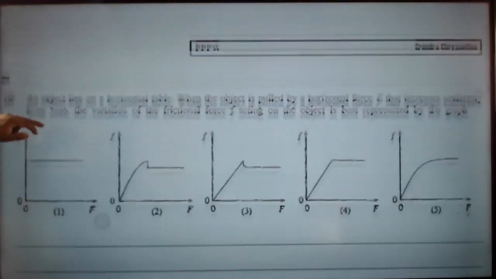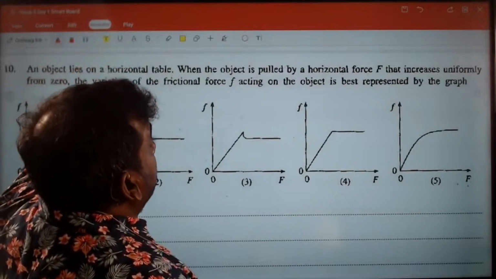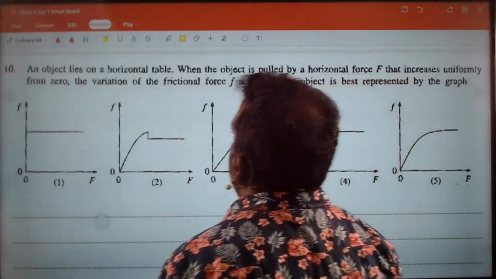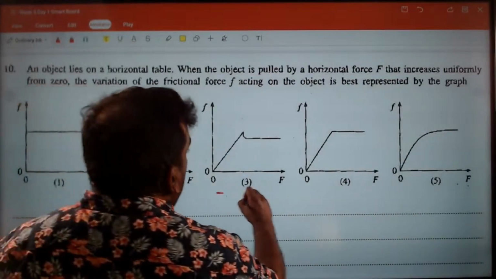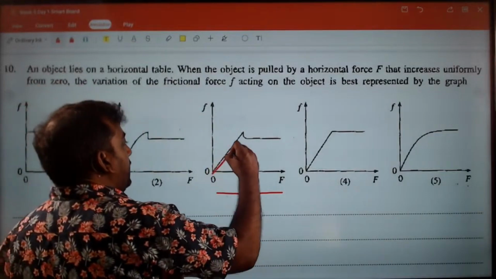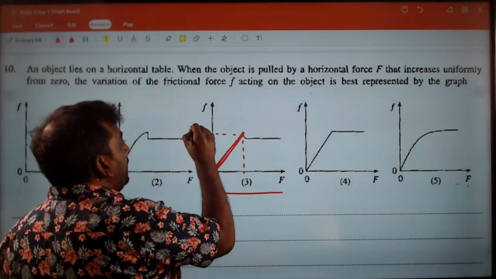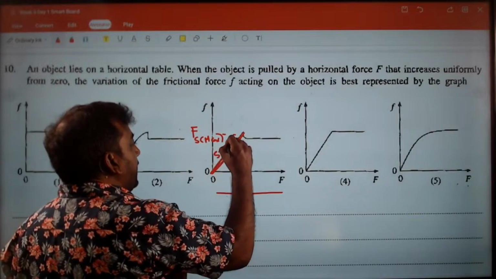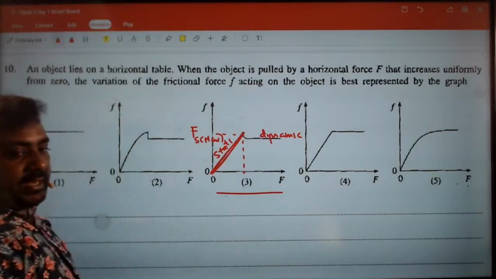Moving on. An object lies on a horizontal surface. When the object is pulled horizontally, the horizontal force increases uniformly. The variation of friction force, famous graph. All of you know the correct answer is answer number 3. Linear variation. At this point it reaches limiting friction, Fs max. This part is static. This part here is what? Dynamic. Static and dynamic. Clear?